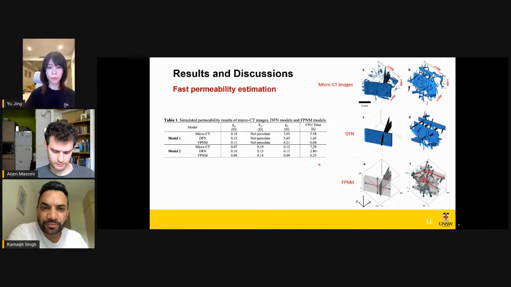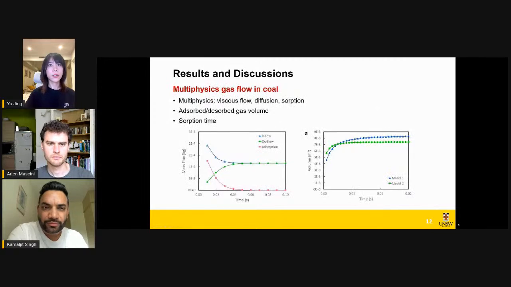Table 1 shows the permeability results of both the FMPNM model and the microCT images. The results show that the permeabilities are quite close, but with less CPU time. Another use is that this model can also simulate multi-physics gas flow in fractured media, including viscous flow, gas diffusion, and gas sorption. It can be easily applied to multiphase flow as well.